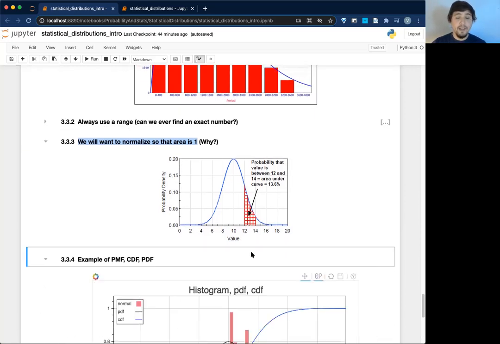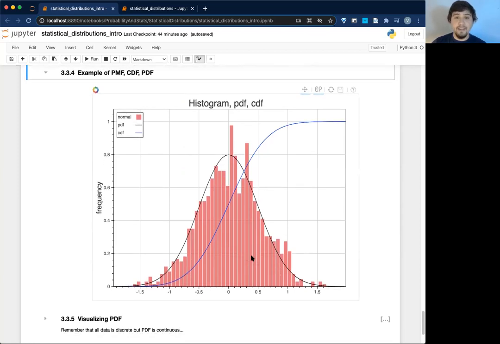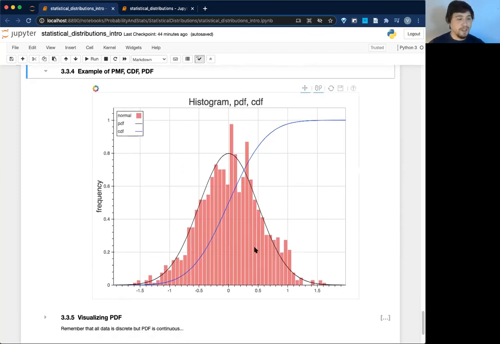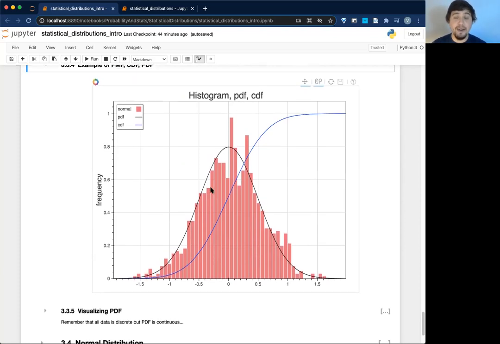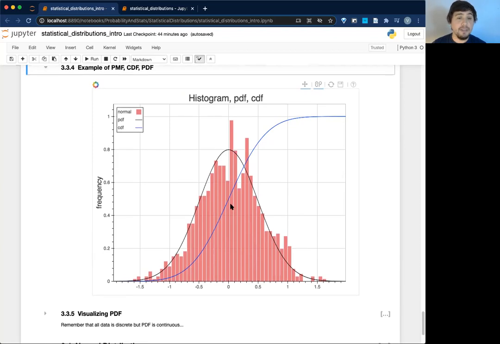Okay, all right, so this is where I combine it all together. I tried doing this myself and it was too much work, and I found just Googling was a lot easier. So this is not my picture, but you get the point: we can combine all these together. You can see here the pink normal is going to be our histogram, which is like our PMF. You can see the PDF is this smooth black curve right here.